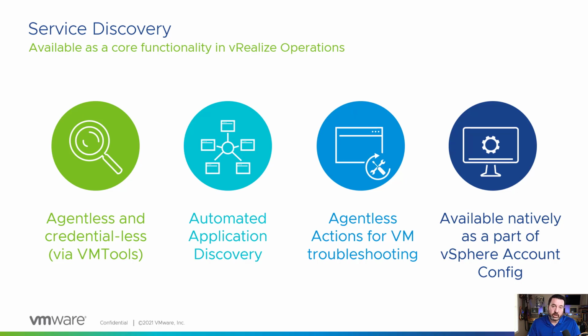That's what we're going to go out and discover. Whether we're leveraging the out-of-the-box services, or if we've created our own custom services, if any of those are a match on your virtual machine, vRealize Operations will discover those. Again, we can get basic level metrics and availability for those services. There are also some really good troubleshooting methods that we can leverage service discovery for. It's also natively part of the vSphere account configuration, so we don't need to install any additional management packs. It's all available out of the box. Once you connect vRealize Operations to your vCenter, you can configure service discovery from within that adapter configuration.